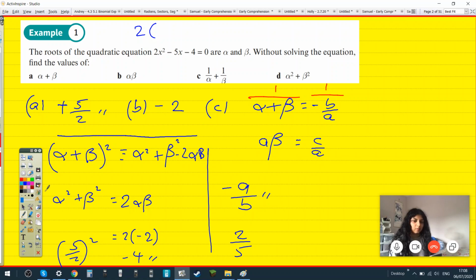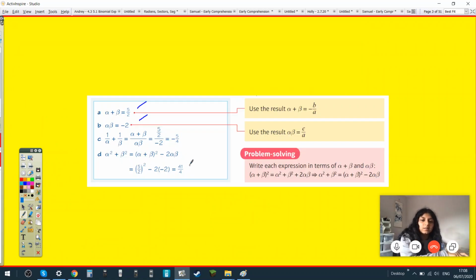I think it's going to be plus 4. Wait, no. When you do 5 over 2 squared minus 4, it gives you 9 over 4. But I'm not sure if it should be plus or minus. But plus gives you 41 over 4, which I think is the right answer. Yeah, 41. So that was minus minus.